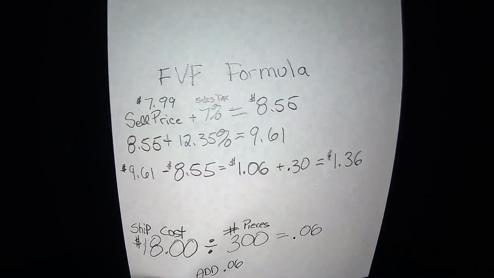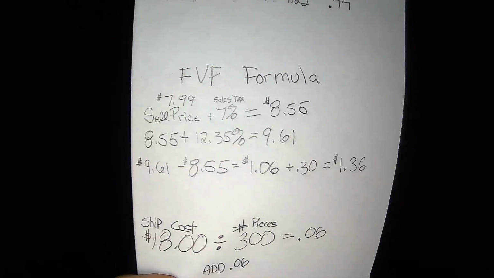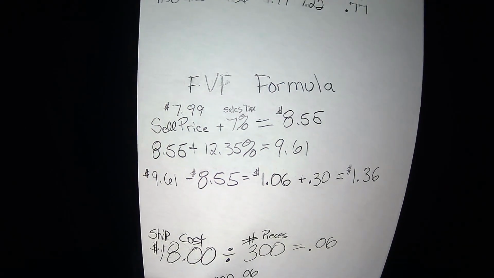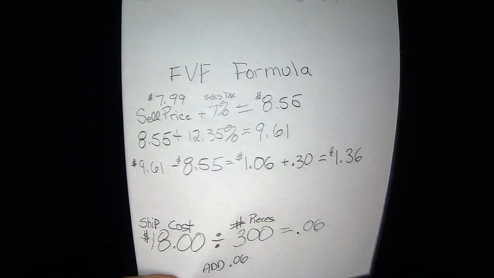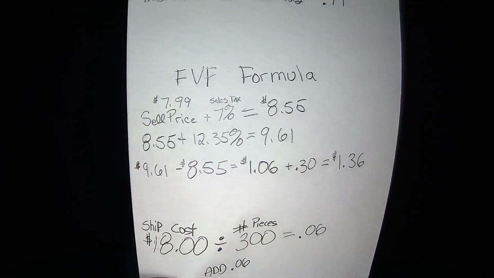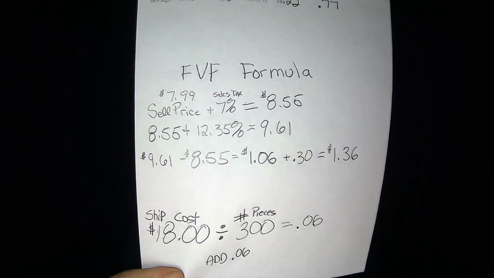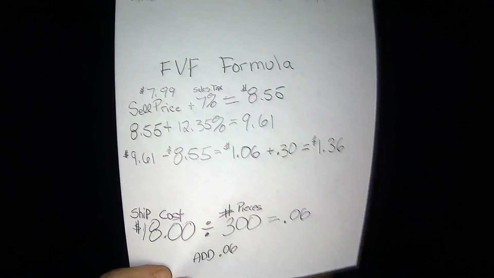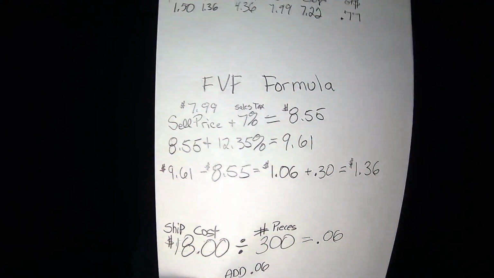Okay, now $7.99 plus 7% equals $8.55. Okay, take that number and I plus 12.35%. I suppose you could times it, but I just plus it, and that equals $9.61. Okay, then I take the $9.61 minus the $8.55, which is sell price plus sales tax, minus the $8.55 comes to $1.06, plus 30 cents for the transaction fee we can't get away from. So that comes to $1.36. It's really pretty simple.